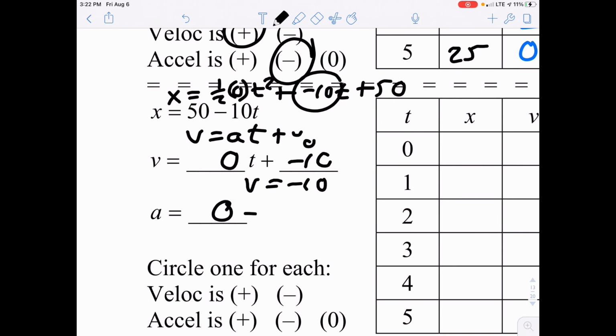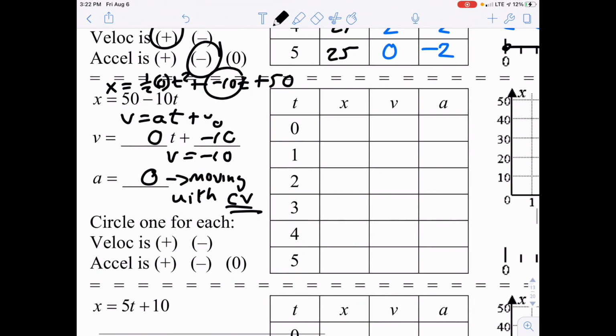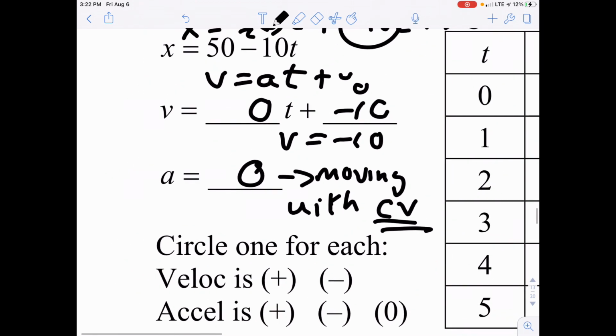So you're not accelerating, we are moving with constant velocity in the negative direction. Okay, CV stands for constant velocity. So let's go ahead and plot this. So we're going to go x equals 50 minus 10 times t.